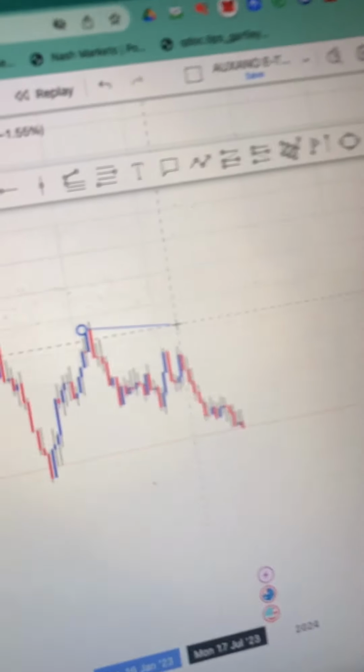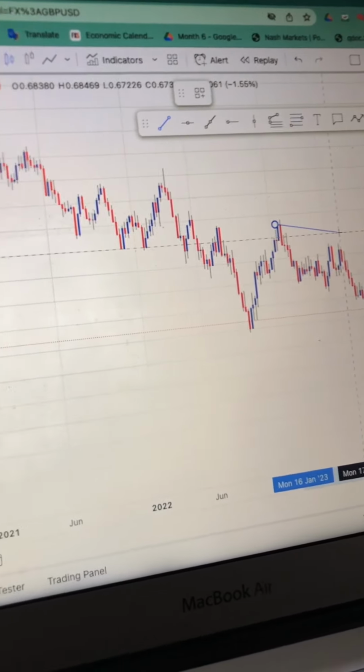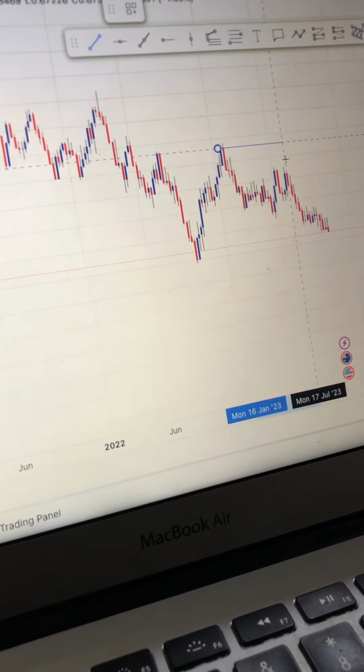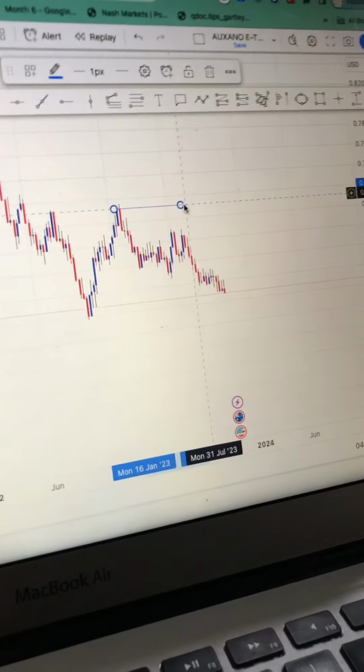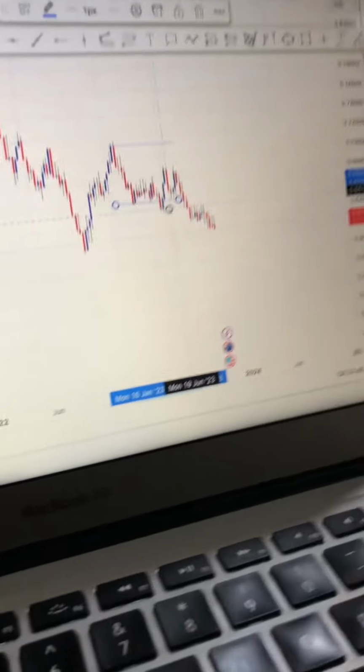Now just watch the way this is. It's slanty, but once I press down the shift key, it's going to be straight. You can see it. I'm just going to drop a horizontal ray there, and then I'm going to duplicate it, which I'm going to do using Command here, and then I'll drop it to this high here.